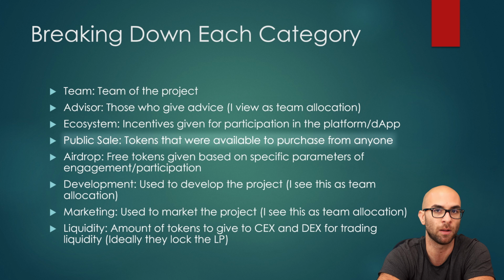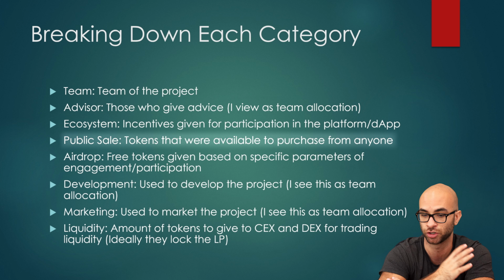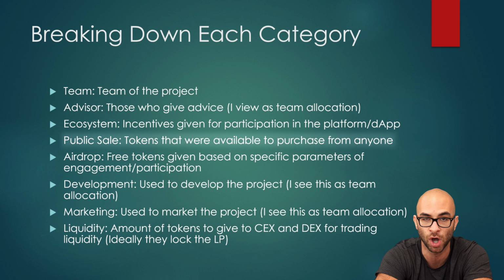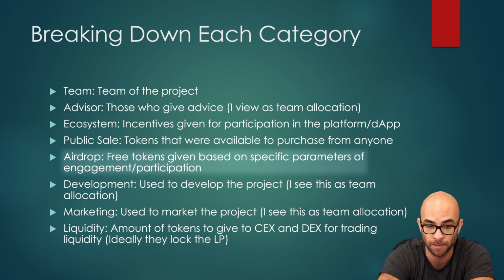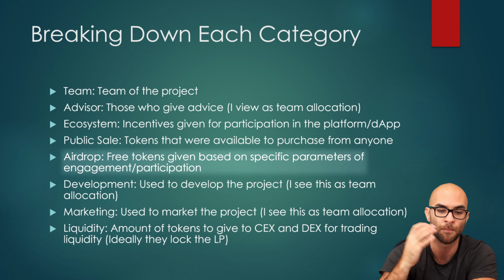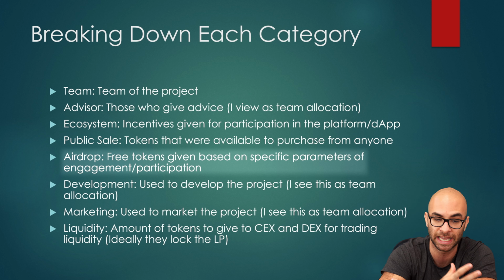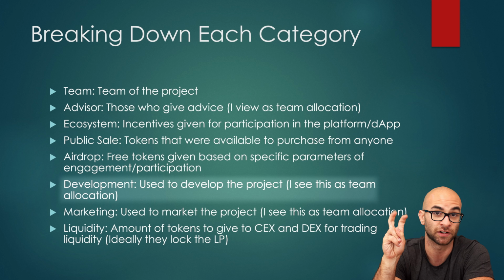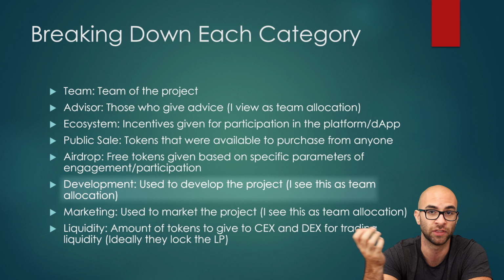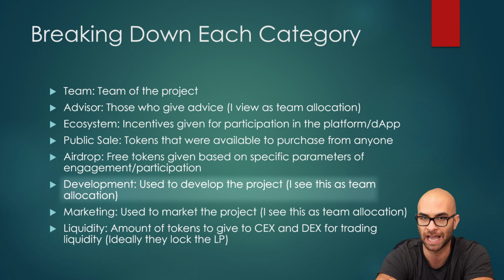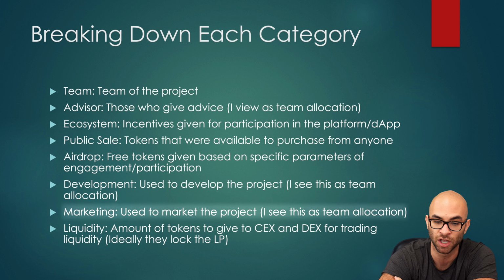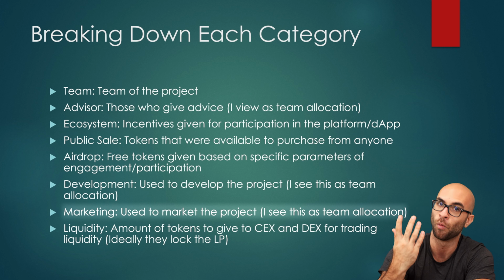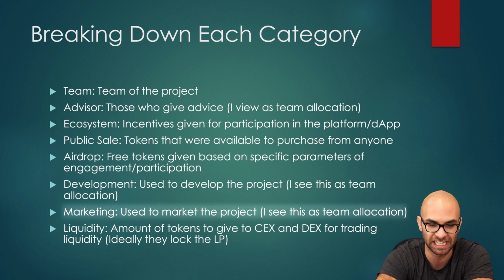They'll then have a public sale in a lot of situations, which are tokens that are available to purchase from anyone. A lot of projects have been doing airdrops, which are free tokens that are given out based on specific parameters of engagement or participation. You'll then see development sometimes. These are tokens that are allocated to help fund the development of the project. Once again, I view this as a team allocation. They'll also sometimes say marketing, which is used to market the project. Once again, I view this as a team allocation.